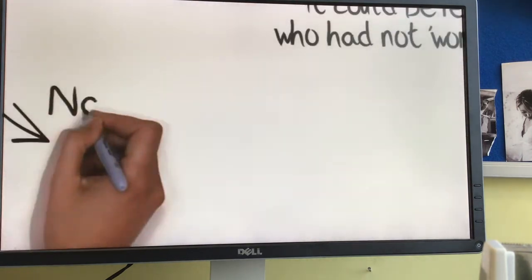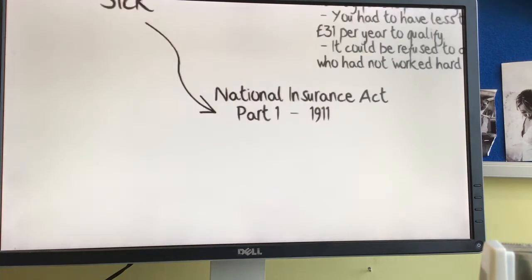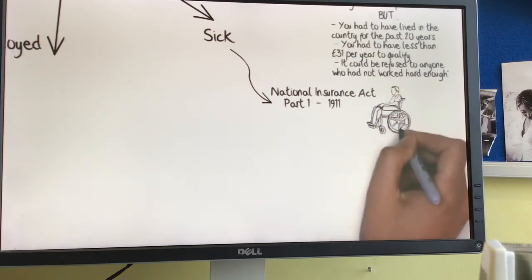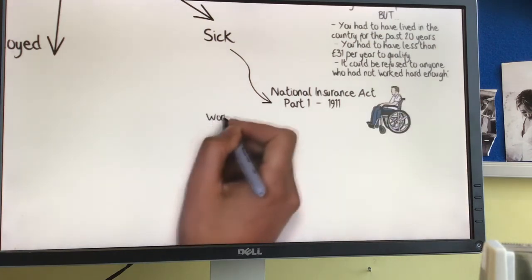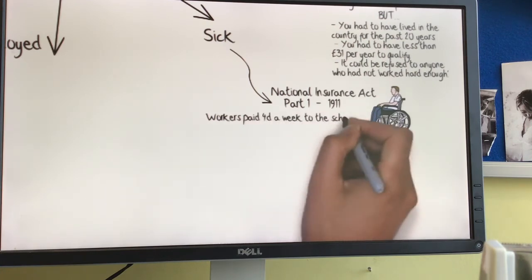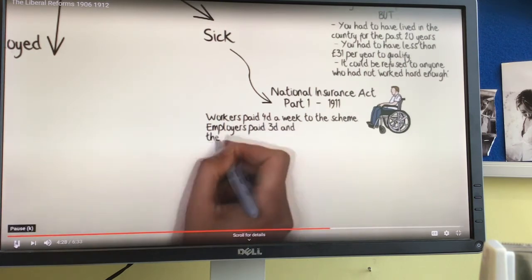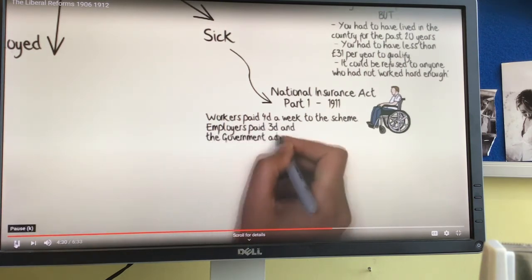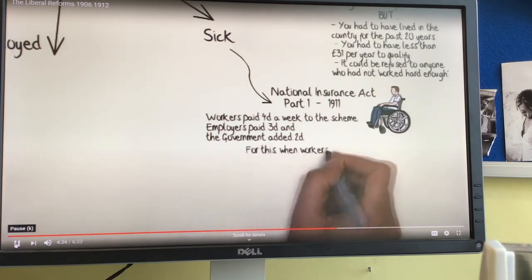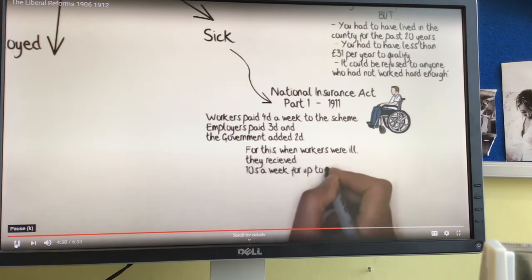For the sick, the National Insurance Act, Part 1, in 1911, set up an insurance scheme in which workers paid in 4 pence a week, employers paid in 3 pence, and the government added another 2 pence. For this payment, when workers fell ill, they received 10 shillings a week for up to 26 weeks, and a 5 shillings a week disability pension if they were unable to return to work.